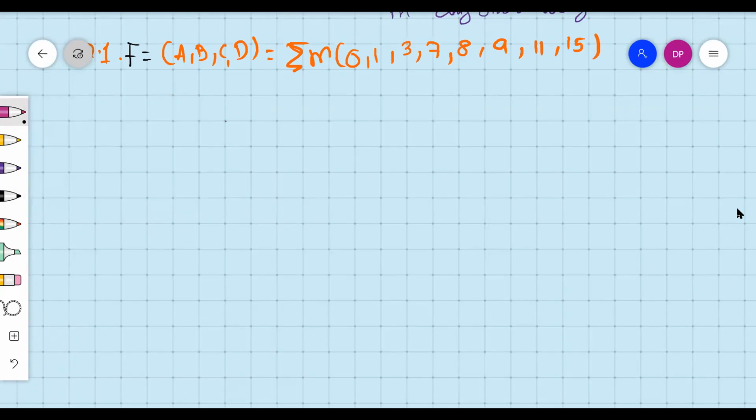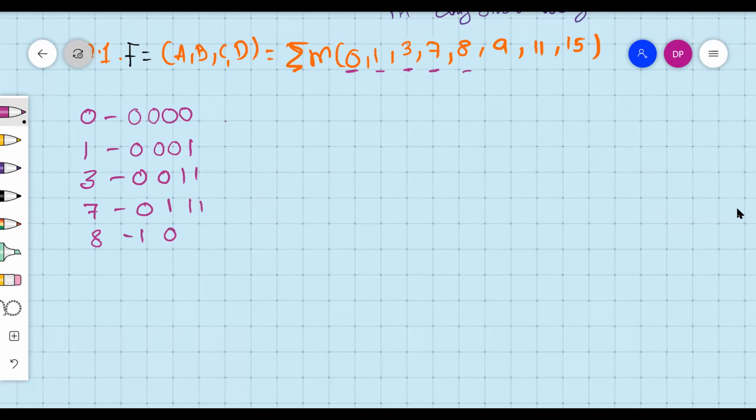Okay, so 0, what is the binary equivalent of 0? I'm taking these min terms and writing their binary equivalents. For 1, we can write 0001. For 3, 0011. For 7, 0111. For 8, 1000. For 9, 1001. For 11, 1011.